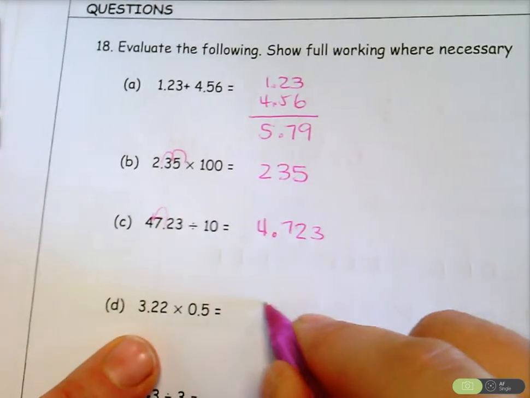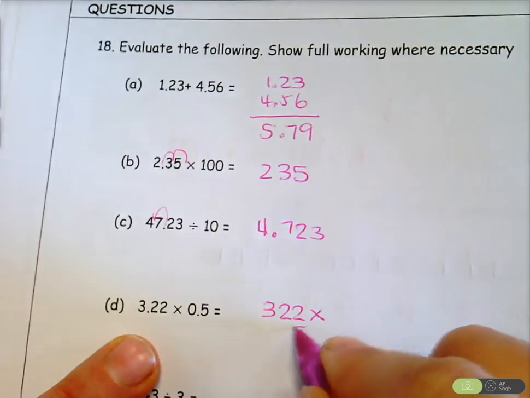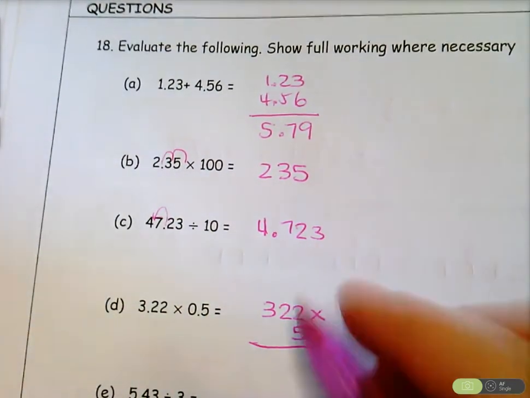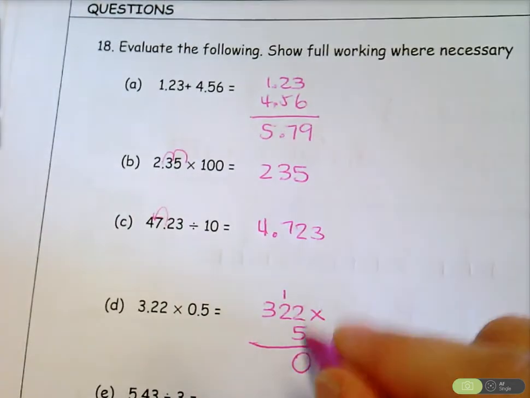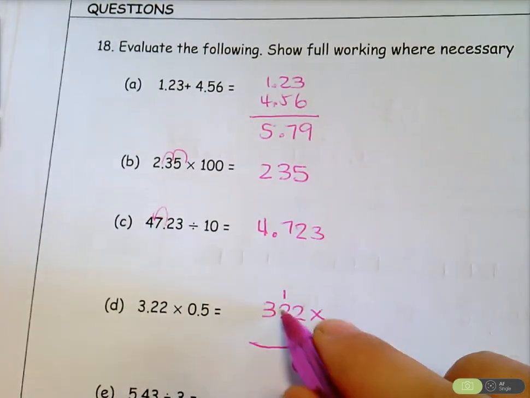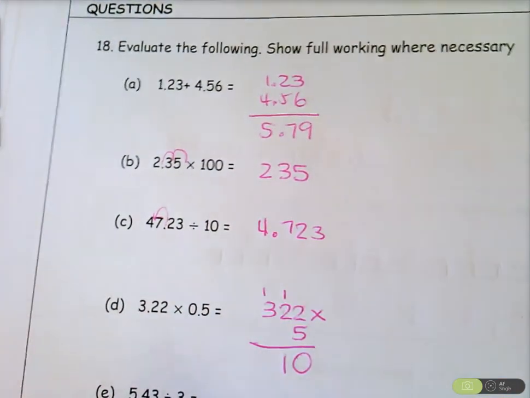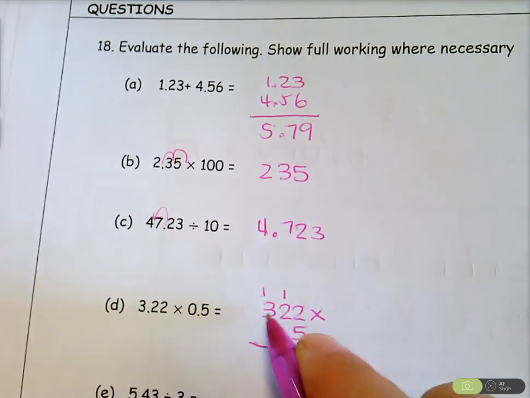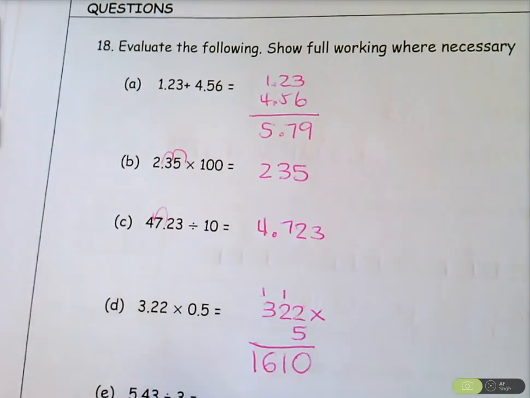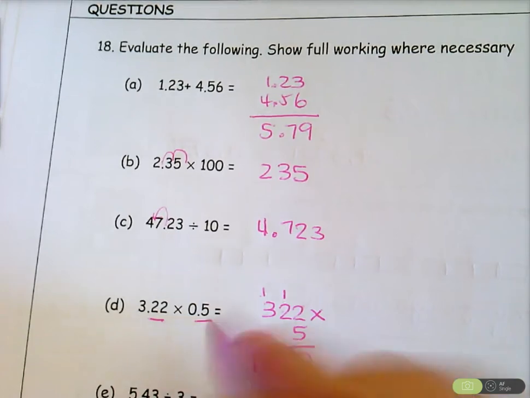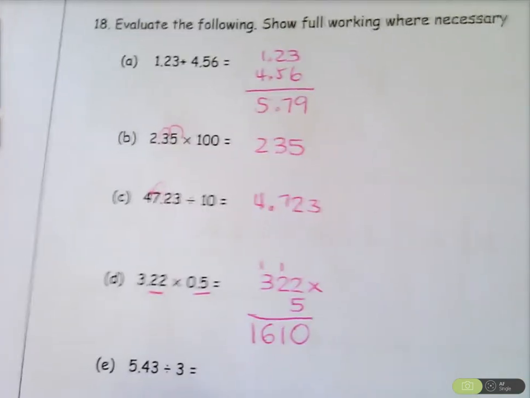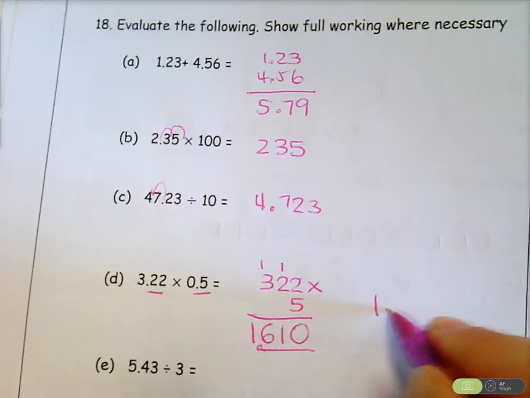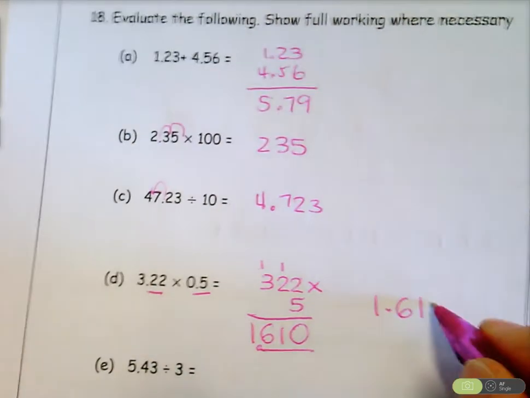To times by a half, you times without any decimal points. You do 322 times 5, you get 10. 2 times 5 is 10, carry the 1. 5 times 2 is 10, carry the 1. Plus 1, sorry, you get 11, carry the 1. 5 times 3 is 15, plus 1 is 16. How many decimal places in the question? How many decimal places in the answer? 3. The answer is 1.610.